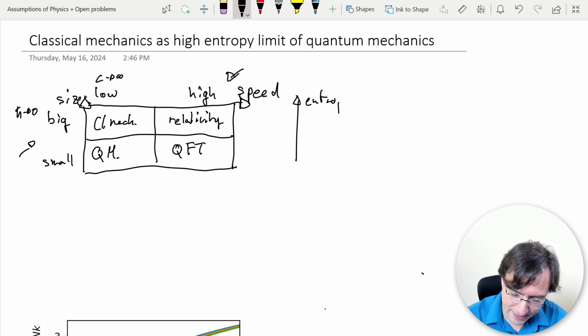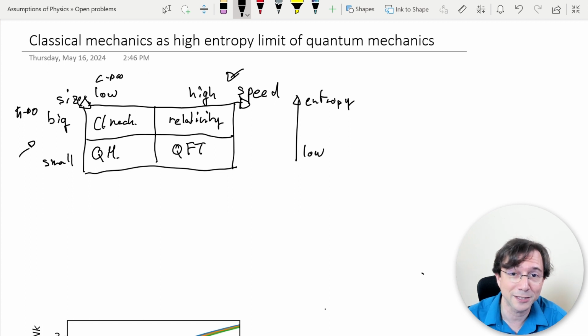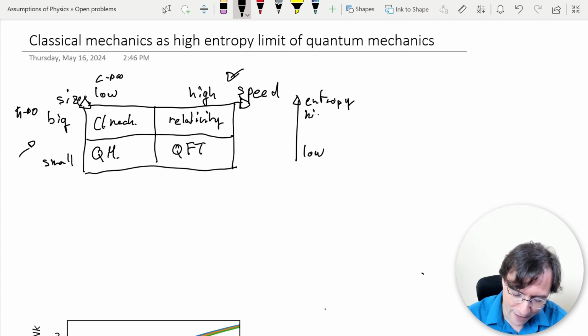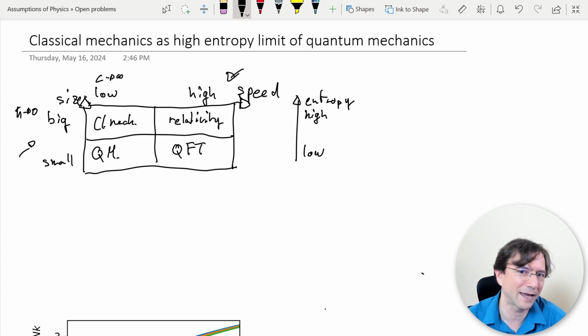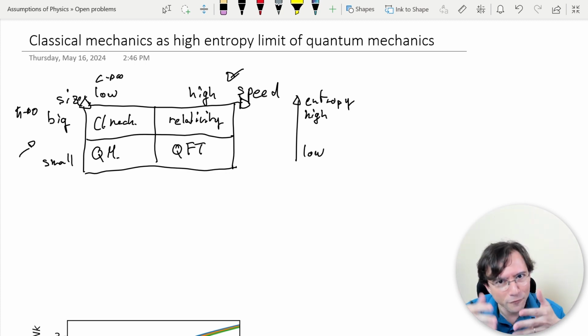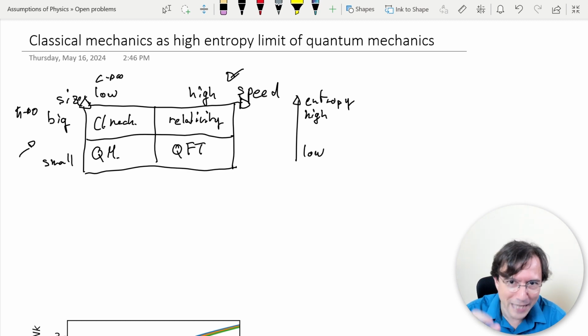So the idea is that if you have a low entropy state, then you really need quantum mechanics to get the correct picture. But if you have high entropy states, classical mechanics is good enough, right? In this sense, high entropy states have a sort of coarser resolution, and at a coarse resolution, everything looks classical and it's fine. But if you look at what's really happening at a fine resolution, then you would see, oh, there are these quantum effects that you have to take care of. So this is more or less the story.